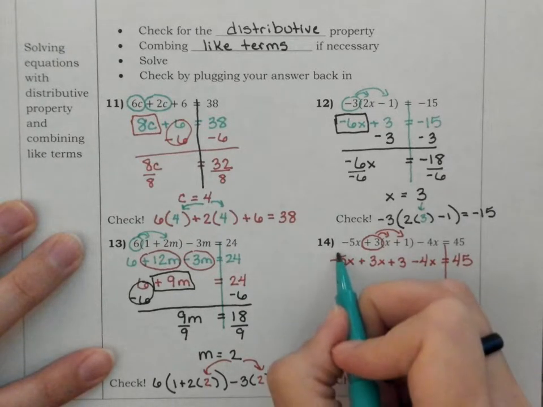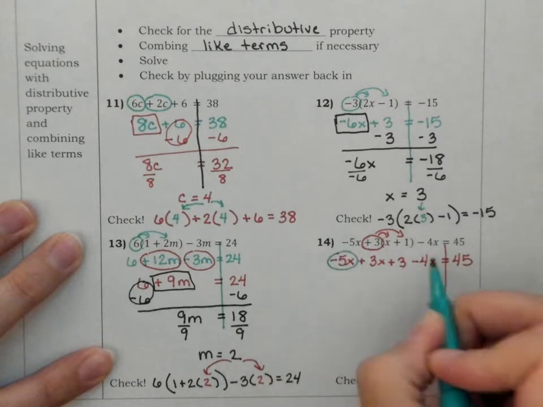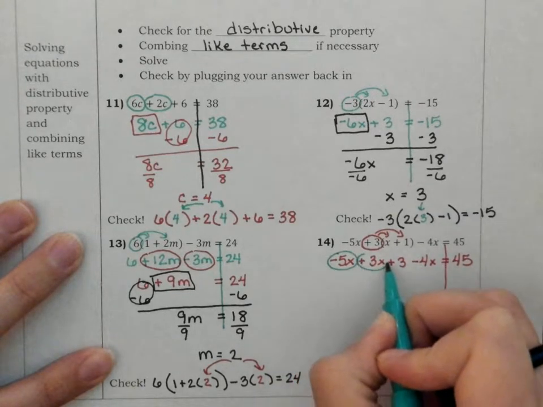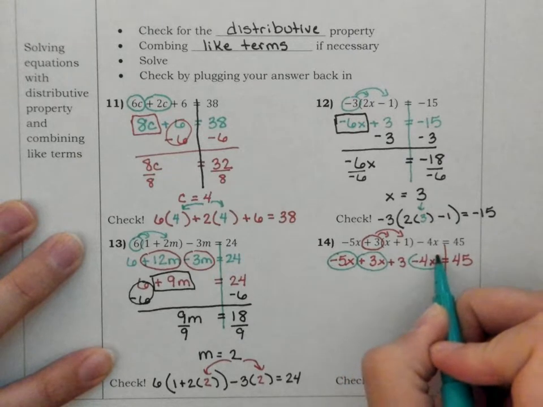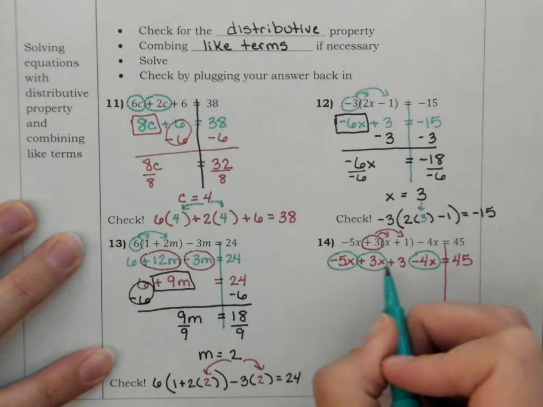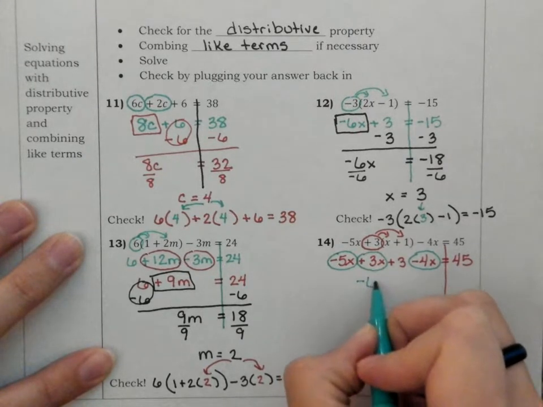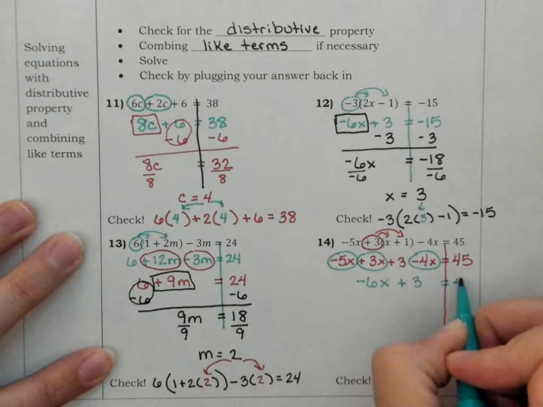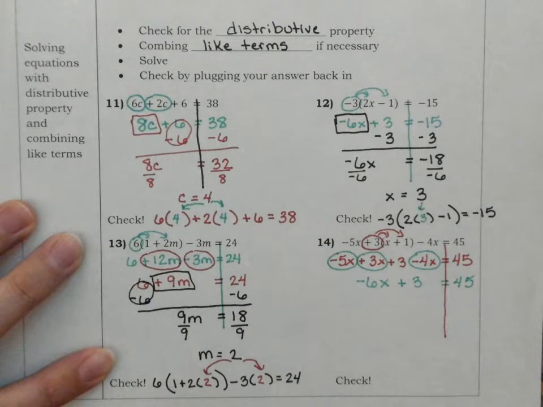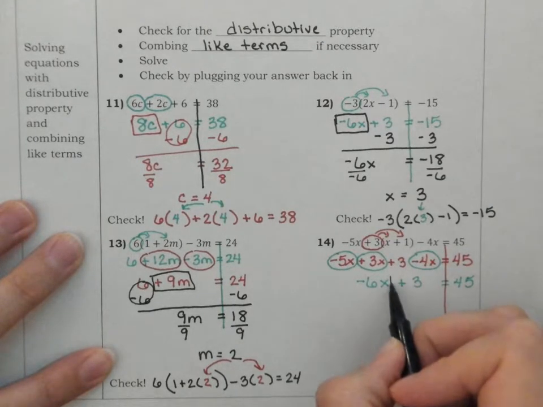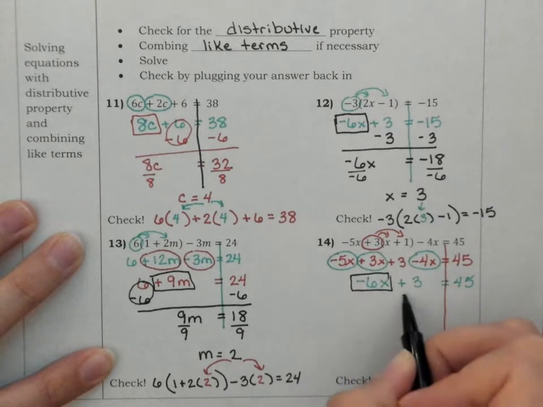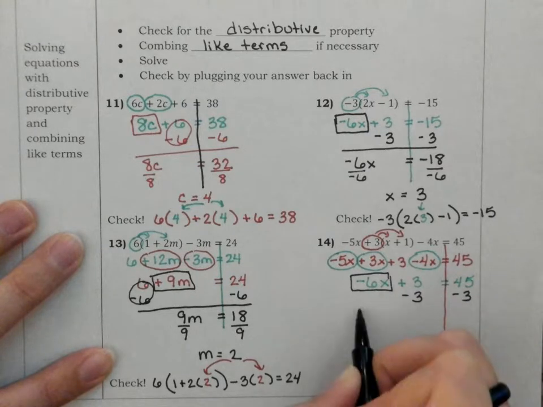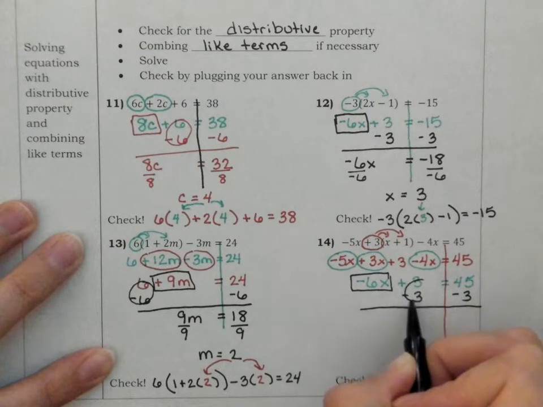And then I have combining like terms, -5x, +3x, and -4x. And when you add all of those together, you get -6x. Bring down the +3 equals 45. And now it's a two-step problem. Box in your variable. Create a zero pair. So this is my 0.